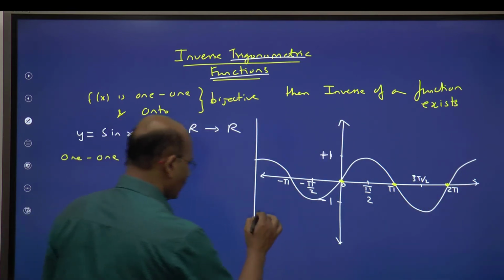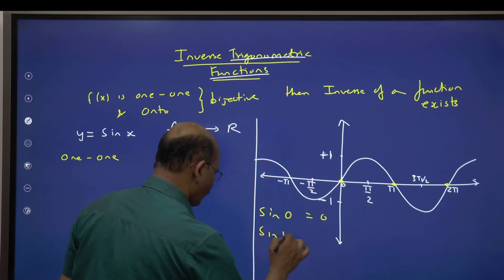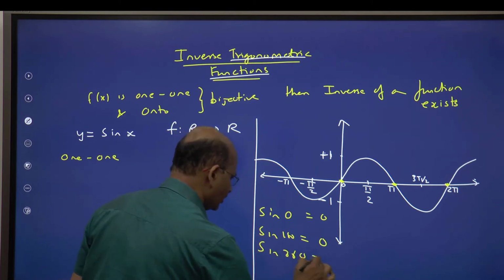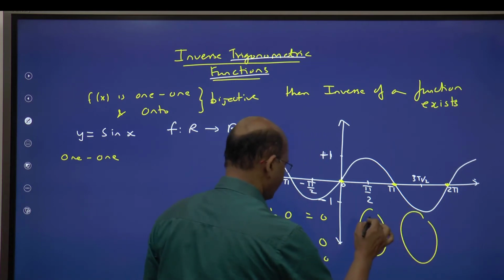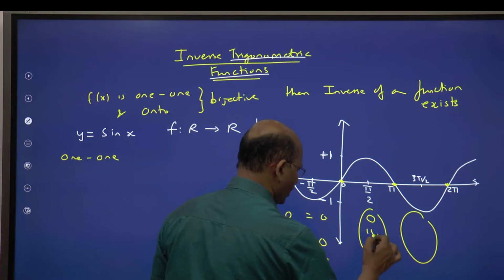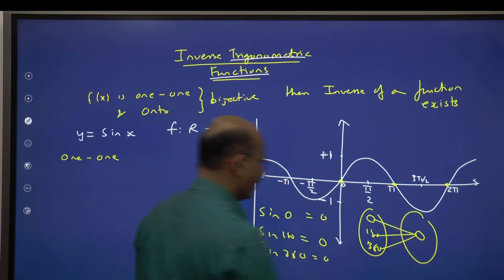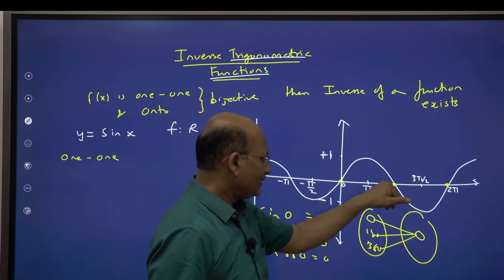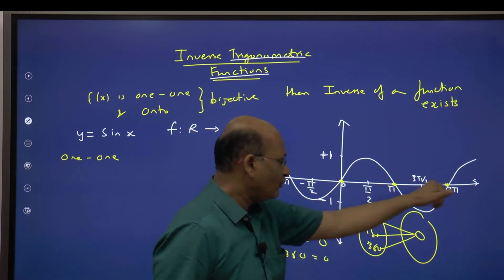What I mean from here, sine of 0 is 0, sine of 180 is 0, sine of 360 is 0. That means if I just want to show it here, it is 0 degree, 180 degree, 360 degree. So if you see this, this is nothing but a many-one function. Sine 0 on the y axis it is 0, sine 180 on the y axis it is 0, sine 360 the y value will be 0.